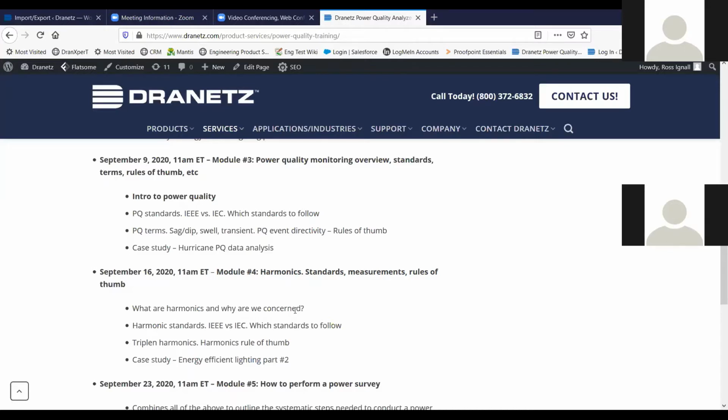How do we determine PQ directivity? What are those rules of thumb? What I mean is, did my power quality event originate on the source or on the load? So we'll give you some rules of thumb to look at that.